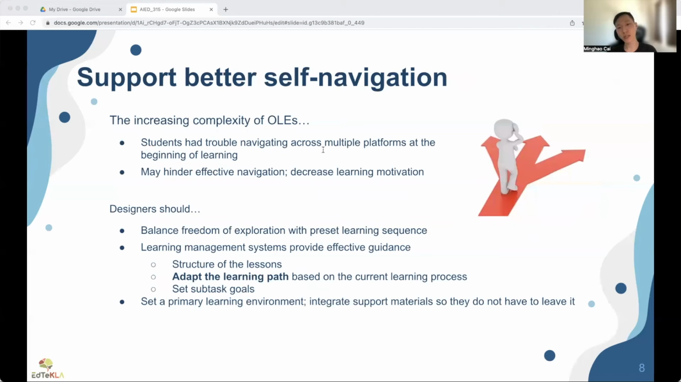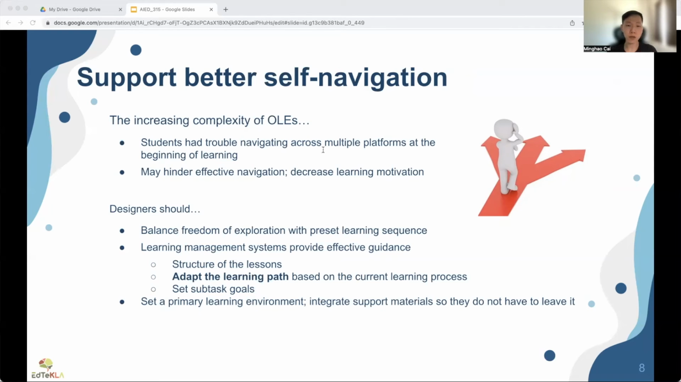There was another relatively common issue about self-navigation. We found students having trouble self-navigating the learning process across platforms. When facing relatively independent platforms, especially at the beginning of learning, they have too many options for what they can do, and sometimes have difficulty deciding what to do next, or jump into some part too early and get trapped. Such phenomena may further decrease their learning motivation.